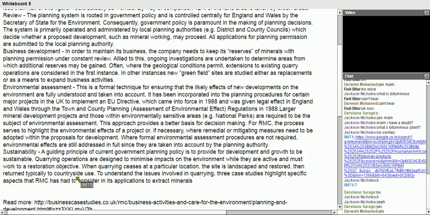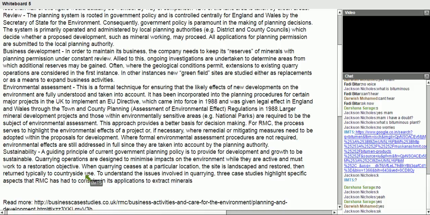So if they are doing some kind of mining somewhere, once their project is over, they don't leave it like that. They are going to restore it. If they have dug it to a huge extent, they are going to fill more mud into it. They are going to restore it, and then people can use it as it was earlier. Okay. Fine.